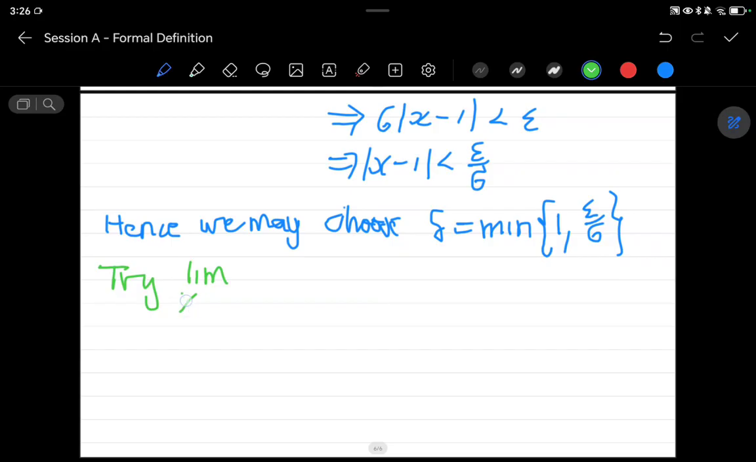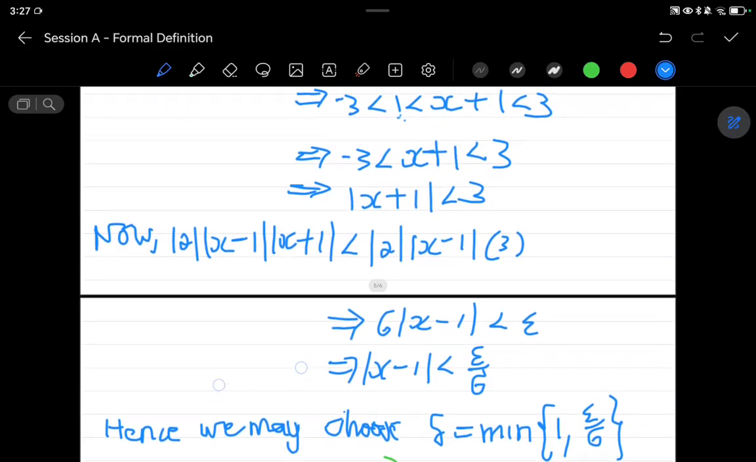Try the limit as x approaches -1 of x squared - 2x - 1, which will be equal to 2. It's a bit similar to this, you see. So I'm going to give you an example and tell you to try something. So we do this last one.